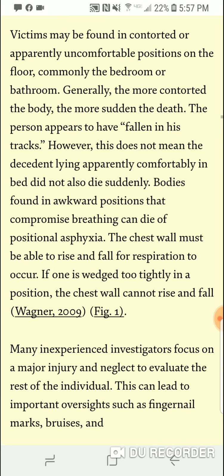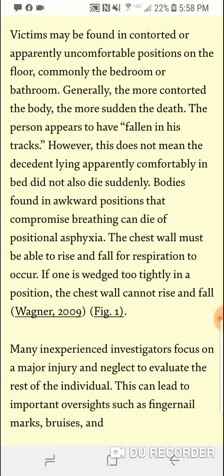And it says, victims may be found in contorted or apparently uncomfortable positions on the floor, commonly the bedroom or the bathroom. Generally, the more contorted the body, the more sudden the death. This person appears to have, quote, fallen in his tracks, end quote. However, this does not mean the decedent lying apparently comfortable in bed did not die suddenly. Bodies found in awkward positions that compromise breathing can die of positional asphyxia. The chest wall must be able to rise and fall for respiration to occur. If one is wedged too tightly in a position, the chest wall cannot rise and fall.